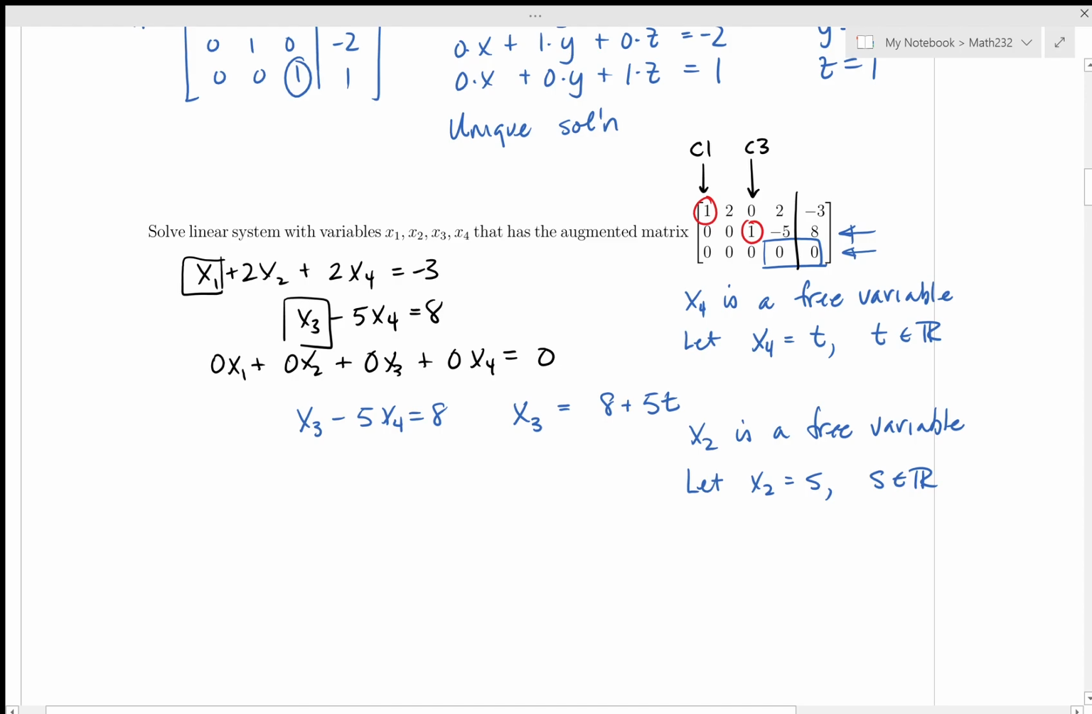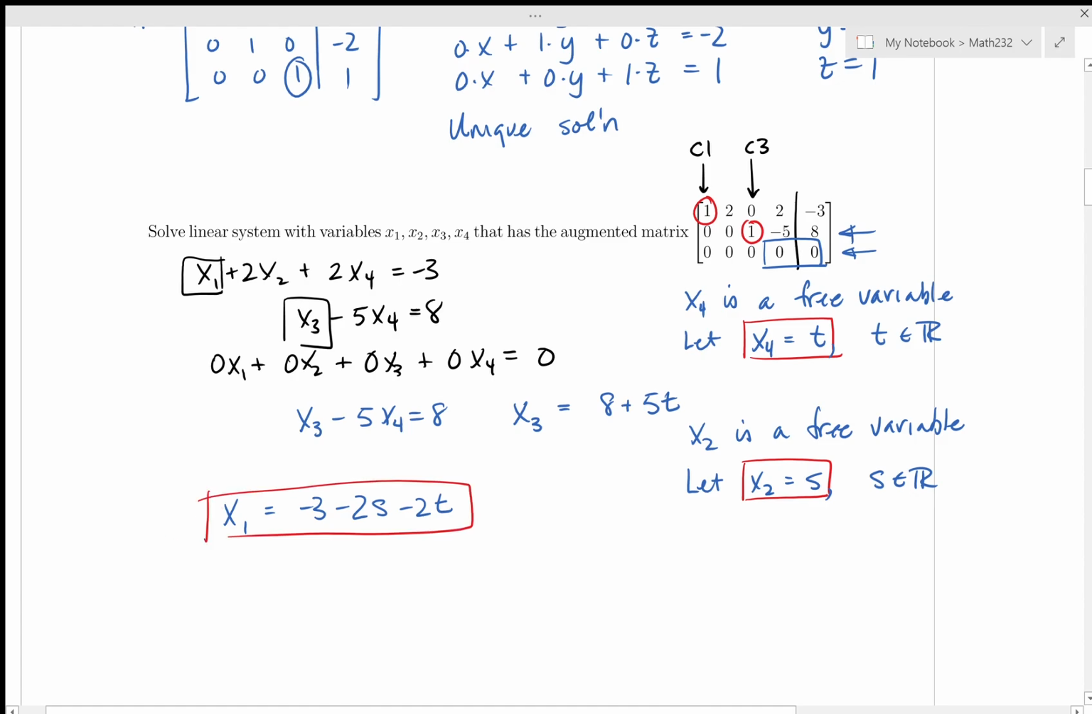Now I'm going to take a look at what x1 is. x1 is equal to minus 3 minus 2x2, which is s, minus 2x4, which is t. Let me box in the things I think are important of what I've said here. That is x4 is t. I'm trying to provide you with an answer for x1, x2, x3, and x4. x2 is this, x1 is this, and x3 is this. Okay, that's what I've done.